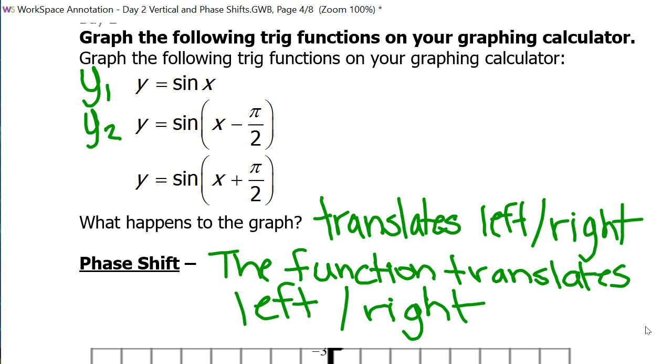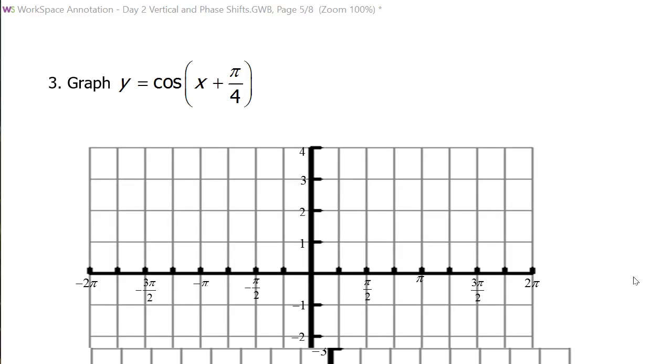Okay, number 3. Number 3, what's the parent function? Cosine. So the cosine parent function, let me sketch a graph over here. Cosine parent function starts at 1, it ends at 1, halfway it's at -1, a fourth of the way it's on the x-axis, 3/4 of the way it's on the x-axis as well. Okay, so there's the cosine function.